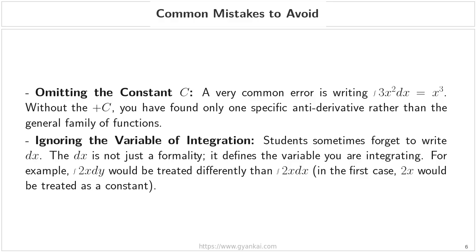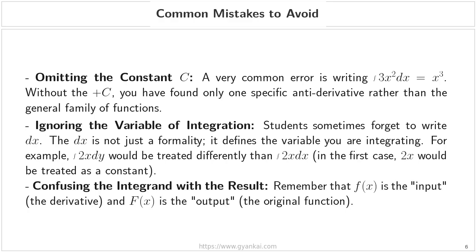Finally, let's talk about confusing the integrand with the result. It's easy to get these mixed up. Remember that f of x, the integrand, is the input to the integration process. It's what we start with, and it represents the rate of change or the derivative. And F of x, the antiderivative, is the output. It's the original function we're trying to find. So keep in mind that f of x is the input, the derivative, and F of x is the output, the original function.